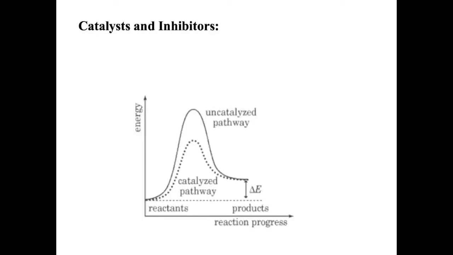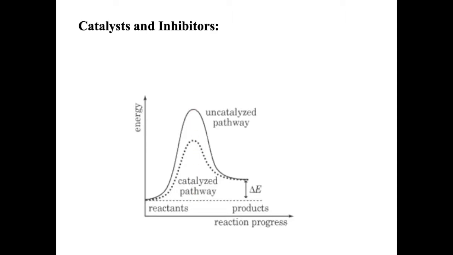The last way we have of changing the reaction rate are catalysts and inhibitors. A catalyst is going to be changing what the activation energy of the reaction is. In this situation, the activation of the catalyzed system is shown in the dotted lines, and the uncatalyzed, the regular one, is here with the solid line. And you can tell by looking at this that the activation energy of a catalyzed reaction is far lower than the activation energy of the uncatalyzed reaction.